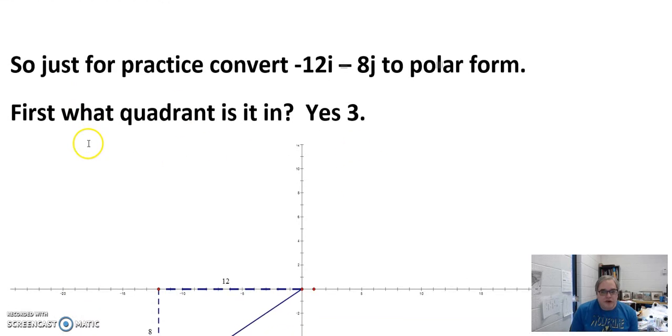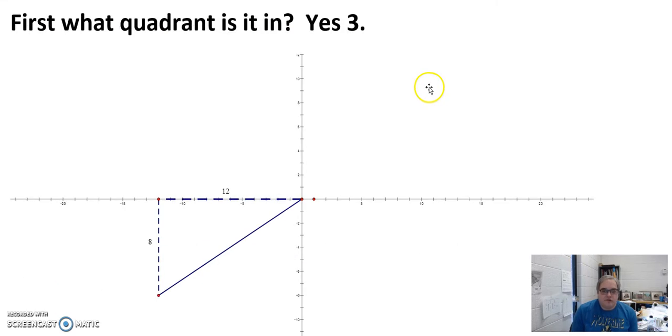Here I have another one for practice. I made up a negative 12i minus 8j. I want to change that to polar form. So first thing you figure out is what quadrant it's in. Well, it's in the third quadrant. This distance is 8, this distance is 12. I don't care about the coordinate. I'm just saying the distance is 12, this distance is 8.